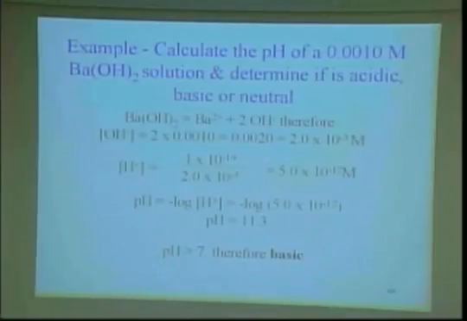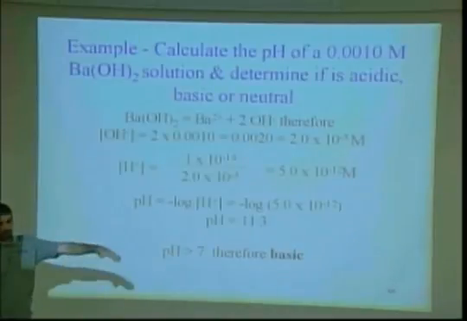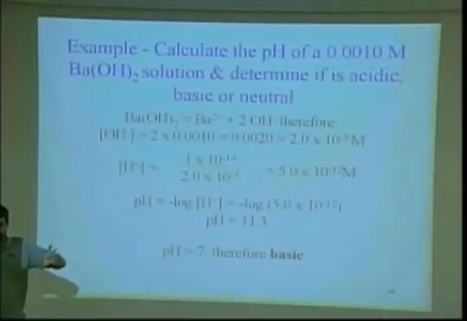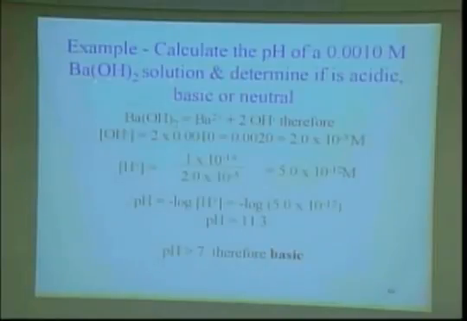All right. Now, I want to show you another roundabout way of doing this too, in case you're not given all the information that you need up front. Calculate the pH of a 0.0010 molar barium hydroxide solution and determine if it's acidic, basic, or neutral. Now, you can guess whether it's basic or acidic based upon the compound. But prove it. Show me the numbers.